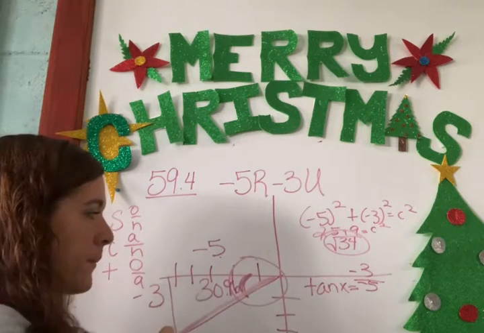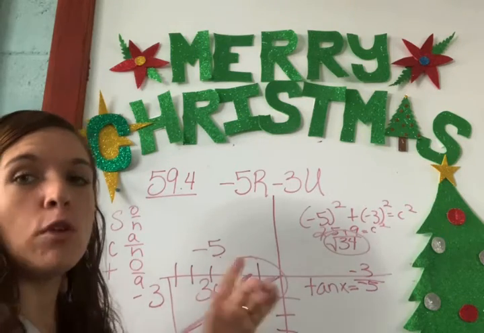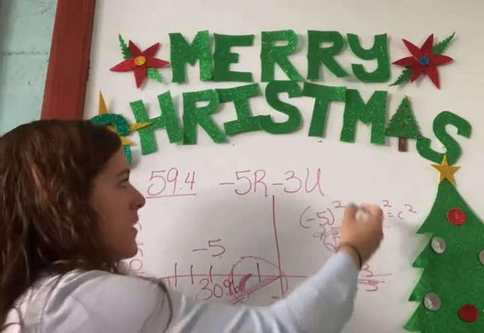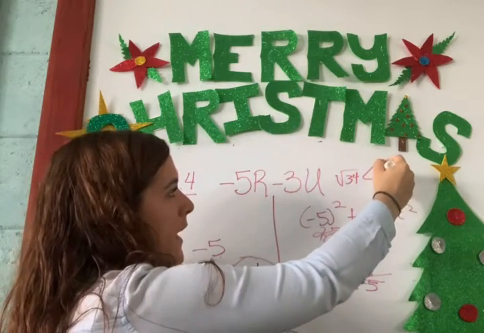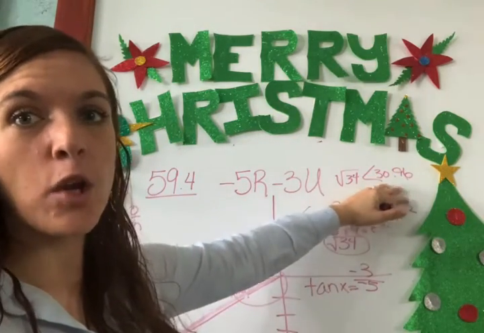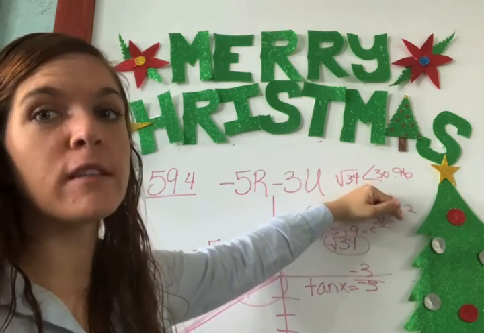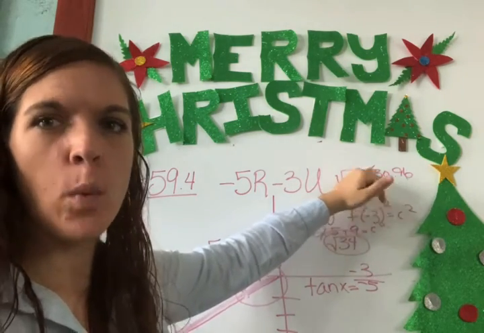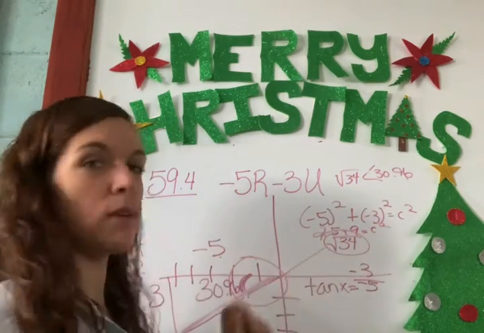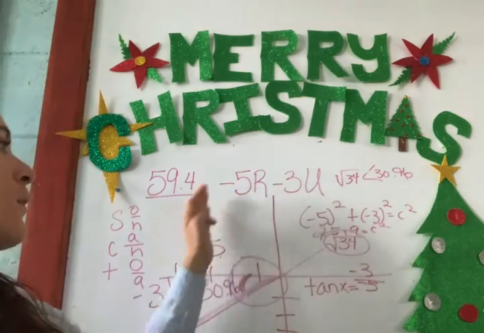Because why? Look at it. 30.96. That's over here. Let's say you put that as your answer. Let's say you have square root 34 and then 30.96. Just looking at this and not knowing any of this, where would you put that angle? If you were gonna check that your answer made sense, where would you put that angle? You put it over in this quadrant, 30.96 is right there. So how are you gonna give me an angle to get you all the way over here?